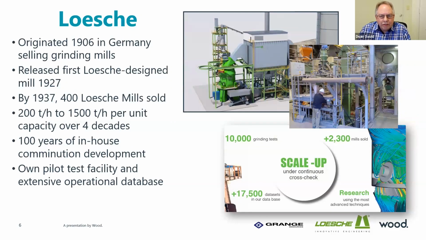And the other player is Loesche. Loesche originated in 1906 in Germany, and they have always sold grinding gear. And they released the first mill of the Loesche type, what we now know as a Loesche type, in 1927. But ones before that were similar, but they then improved it. And they were pretty successful. 400 mills were sold in 10 years. And then over the next 4 decades, ramped up the capacity of the units to something like 1,500 tonnes an hour maximum now.